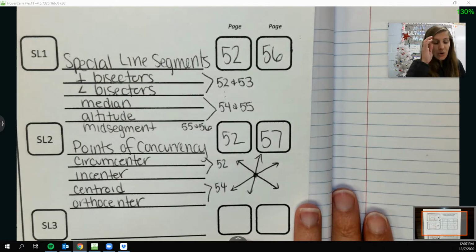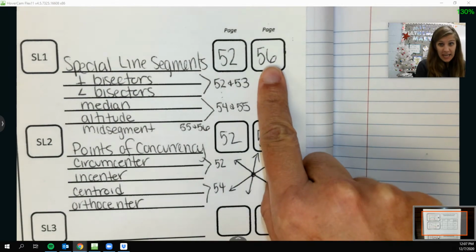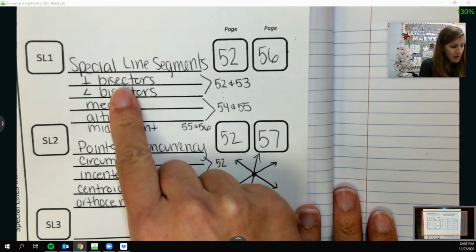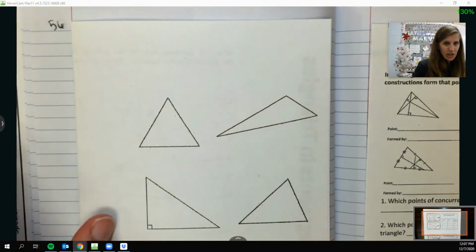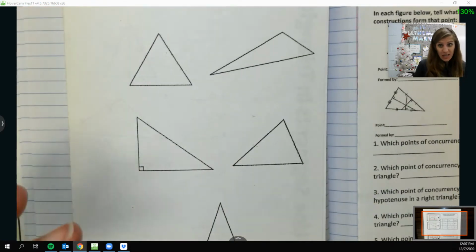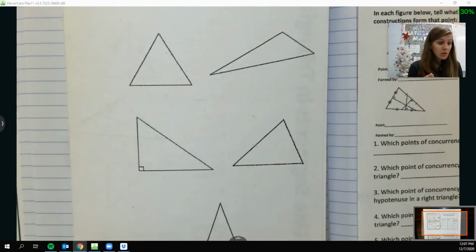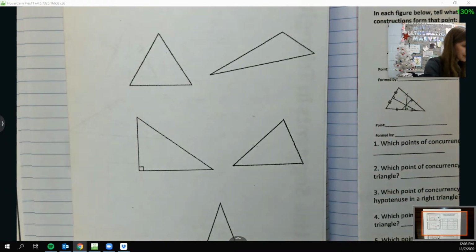All right, guys, so I'm going to work on page 56, which is going to be a review of all of our special line segments. So if you take a look at that, I'm going to do the front side with you. And then I would suggest that you guys try the inside on your own and then come back to the video and see if you did it right, because I think it'll be a good review for you.